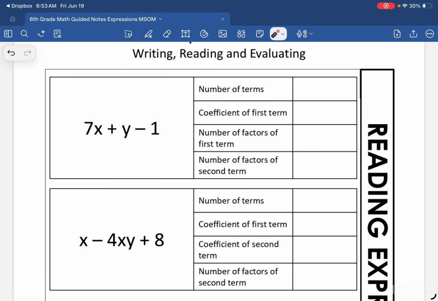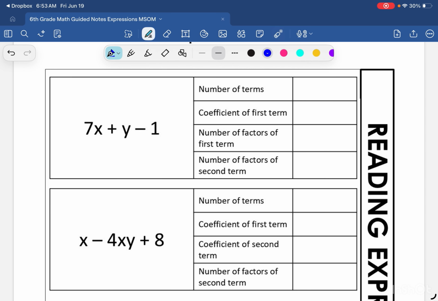Let's analyze some more expressions. Let's look at this expression right here. We have 7x plus y minus 1. Number of terms, we have 1, 2, 3. The coefficient of the first term, here's our first term, is going to be 7. Number of factors of first term. So we have 1, 2 factors. Number of factors of second term. So we just have one number there.